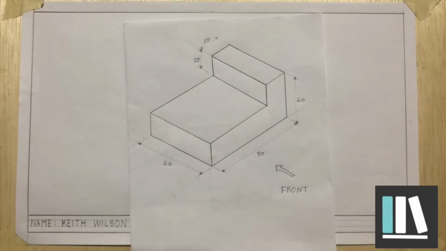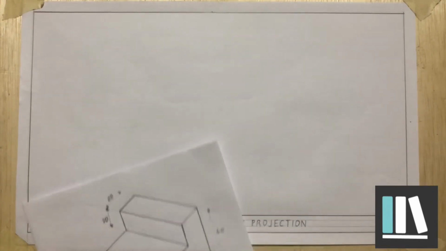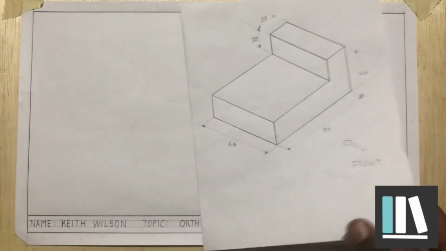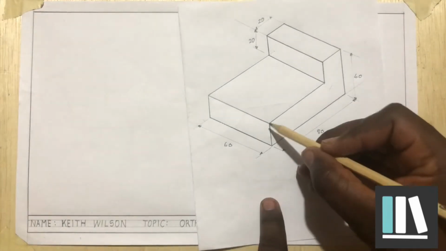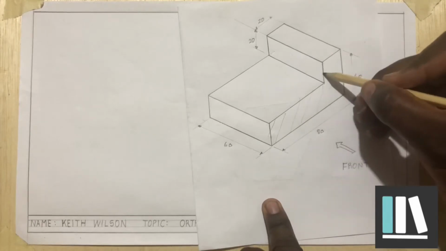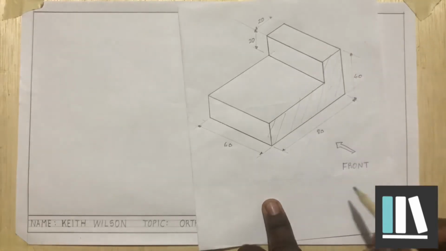So now let's proceed to represent this drawing in third angle projection. That's the method I'm going to use today. Now, the first thing I normally like to do is to draw the front view of the object. And as you can see here, this is the front face. So I have shaded the front face.